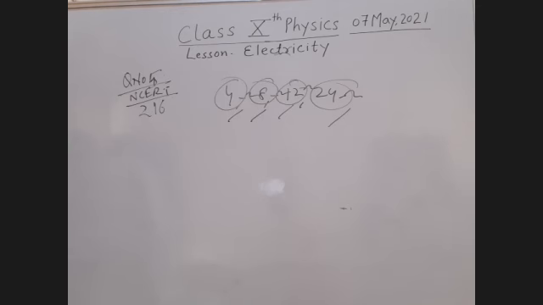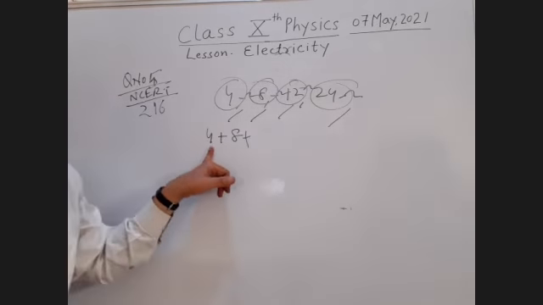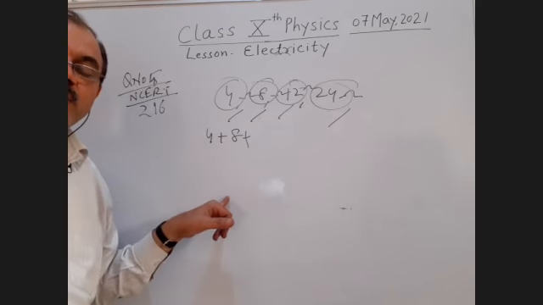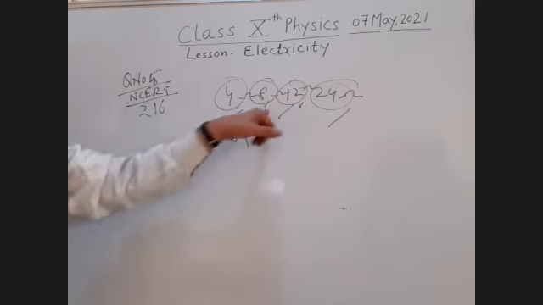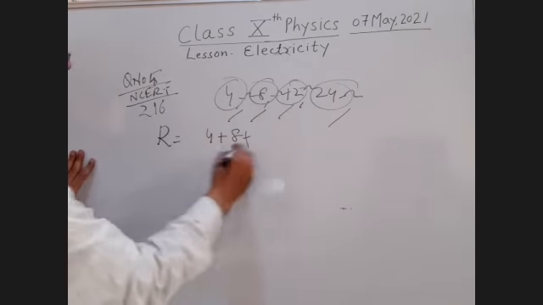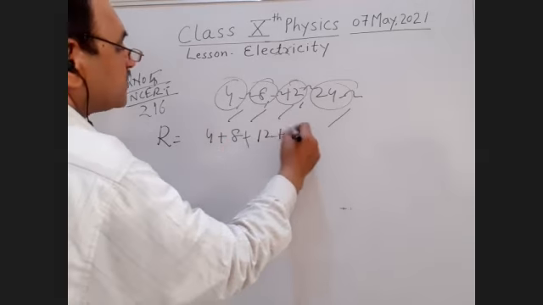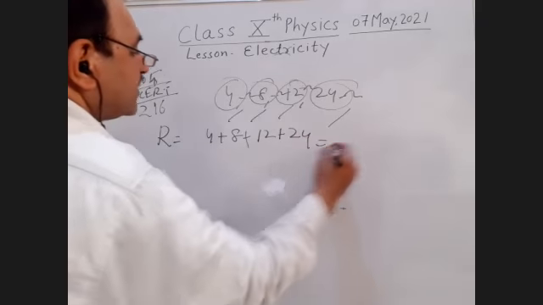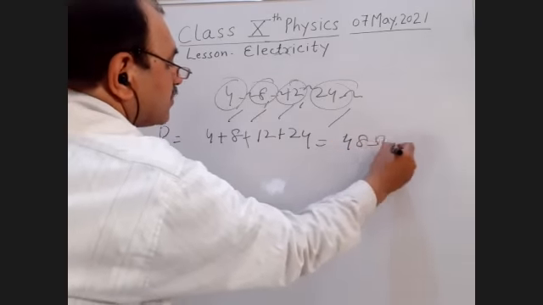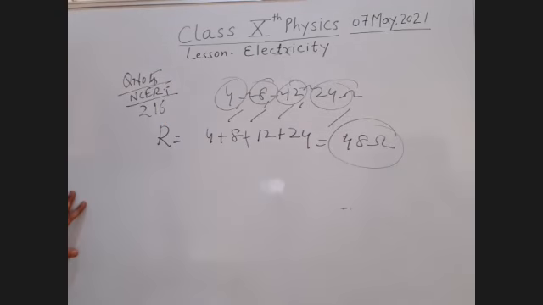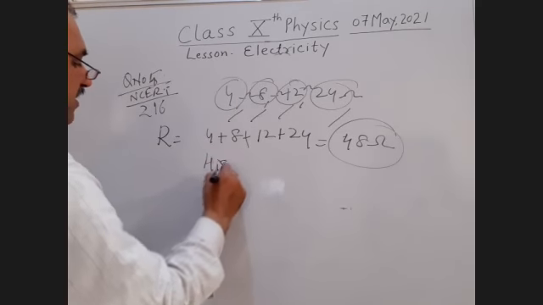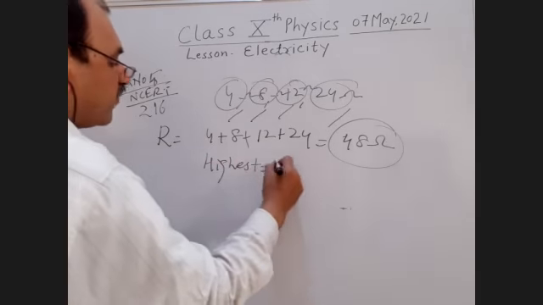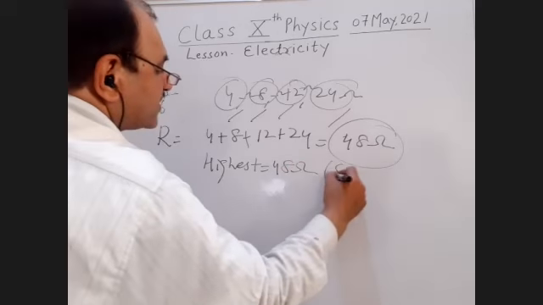Now, students, how to solve this one? If they are connected in series, 4 plus 8 plus 12 plus 24, the net resistance will be 48 ohm. This is the highest, 48 ohm, when connected in series.